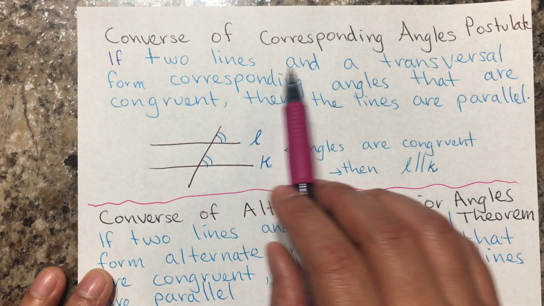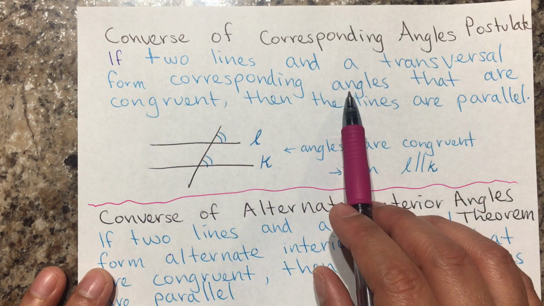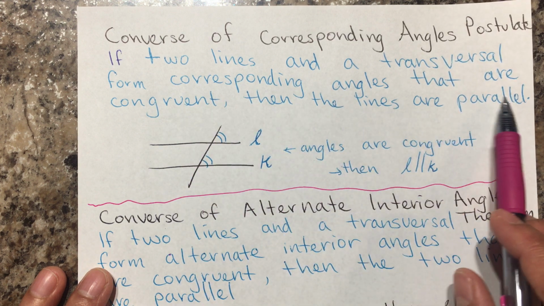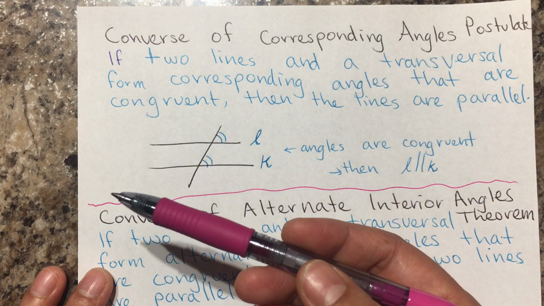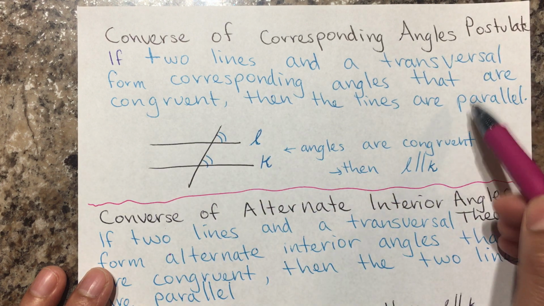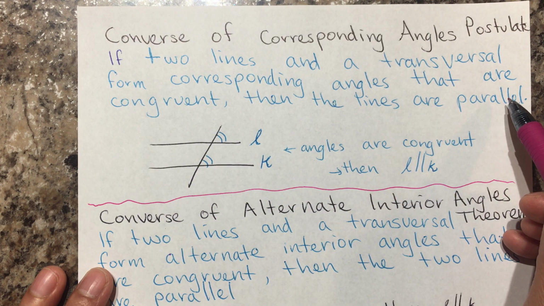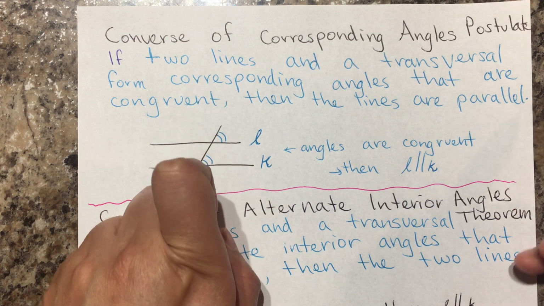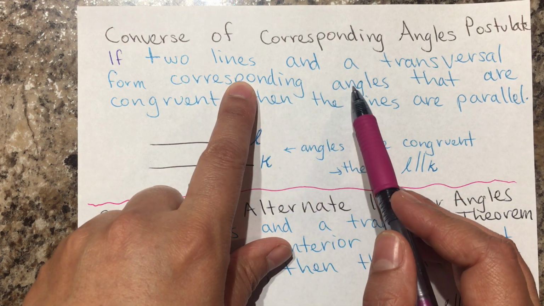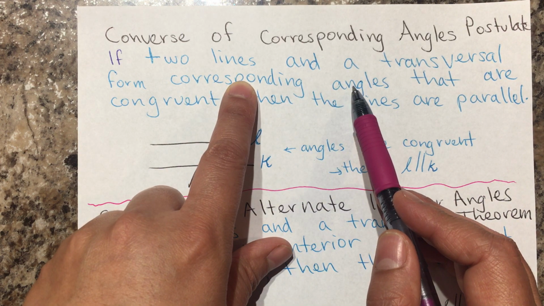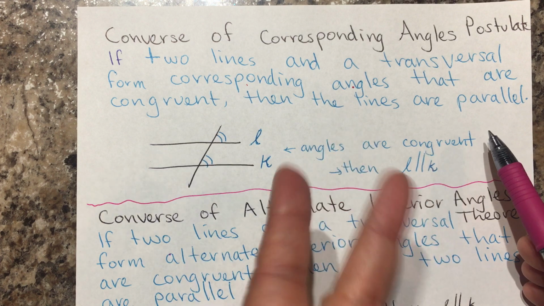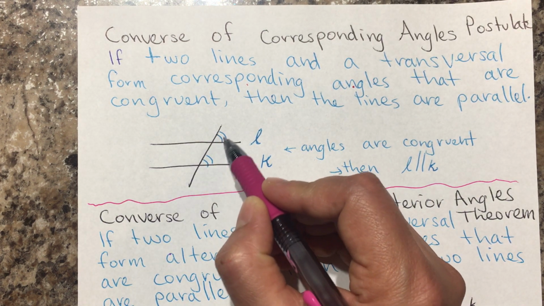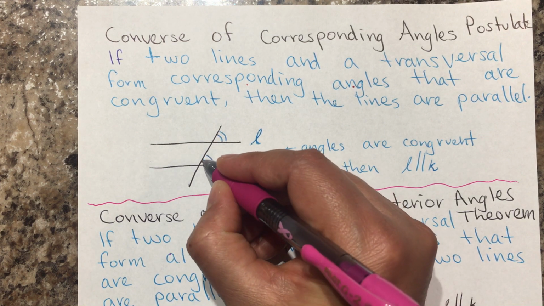If two lines and a transversal form corresponding angles that are congruent, then the lines are parallel. So before, you knew that the lines were parallel, so it gave you corresponding angles that are congruent. Now you have corresponding angles that are congruent, therefore the lines are parallel. So they're very similar.